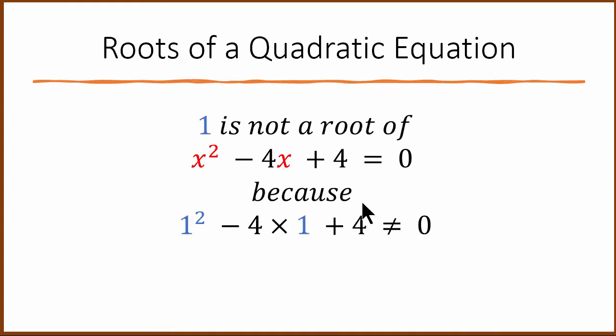Similarly, we can say that 1 is not a root of the same equation, because if you substitute the value 1, you get 1 squared minus 4 plus 4. Minus 4 plus 4 cancels, you're left with 1, and that is not equal to 0. So 1 is not a root and 2 is a root. 2 was a root because the equation was satisfied. 1 is not a root because the equation is not satisfied for the value 1. So that's the concept of the root of an equation.